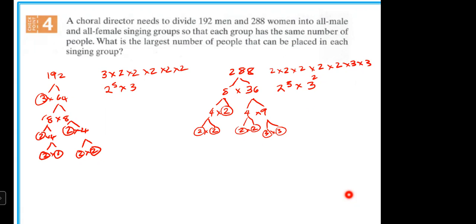Ms. Nairn, we want now to find the greatest common factor, the greatest common divisor, for these two numbers. So we have 2 to the 5th times 3, and we have 2 to the 5th times 3 to the 2nd. So what are we going to do?